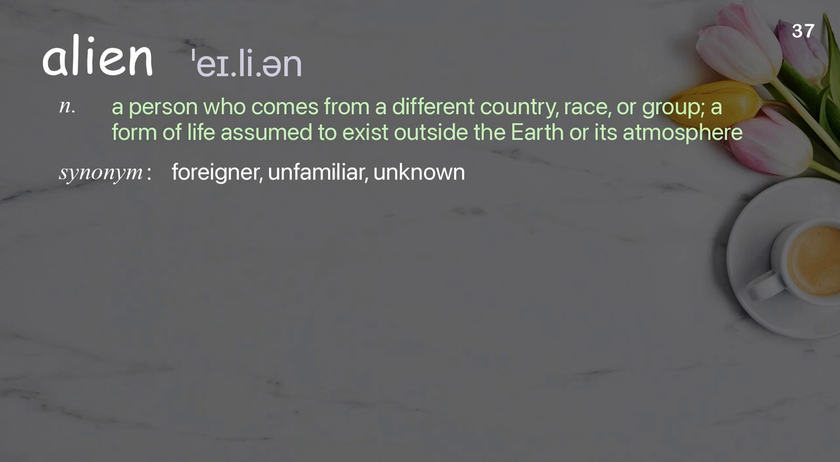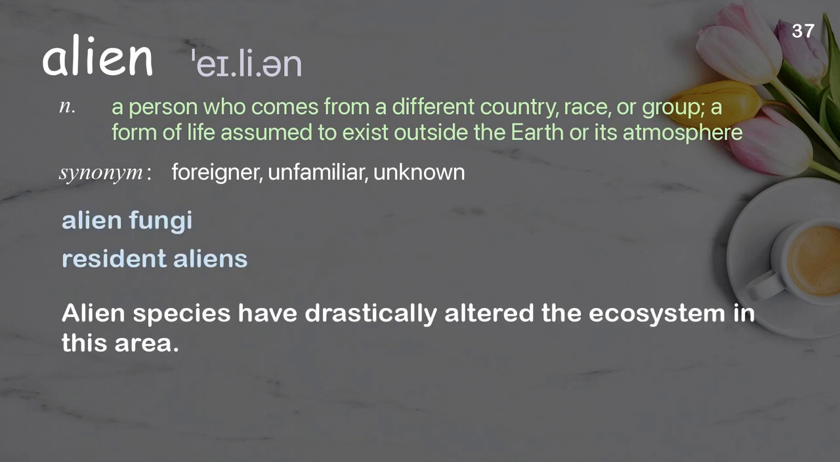Alien: a person who comes from a different country, race, or group, a form of life assumed to exist outside the Earth or its atmosphere. Examples: alien fungi, resident aliens. Alien species have drastically altered the ecosystem in this area.